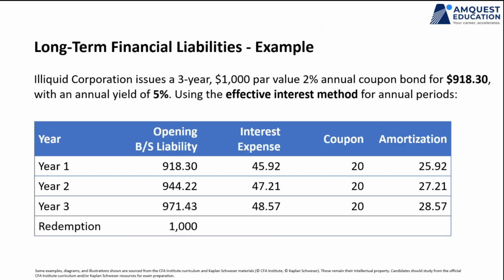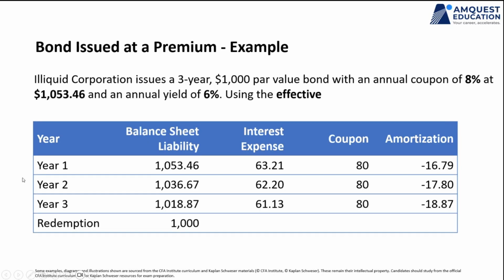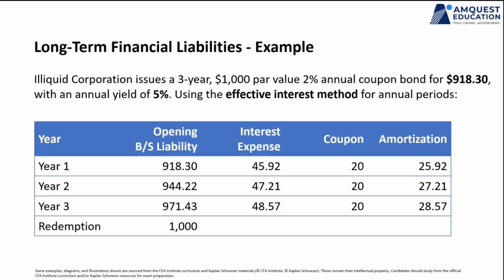So on the financial statement, we should understand where to record all of these elements. If we cannot record them appropriately, then there is a possibility that we may not be looking at the right numbers. Now, how does this translate from an example perspective? Let's take an example to understand the same concept. Illiquid Corporation issues a 3-year $1,000 par value 2% annual coupon bond for $918 with an annual yield of 5%. Using the effective interest rate method for annual periods.